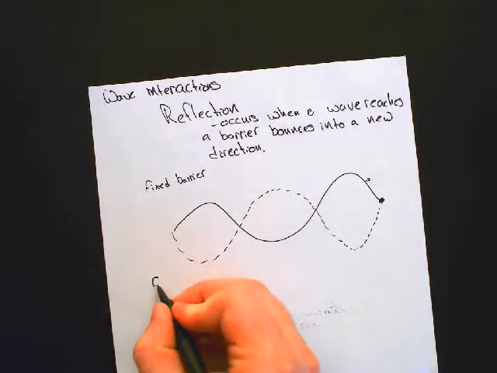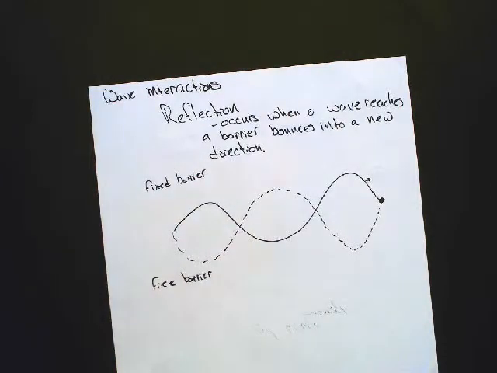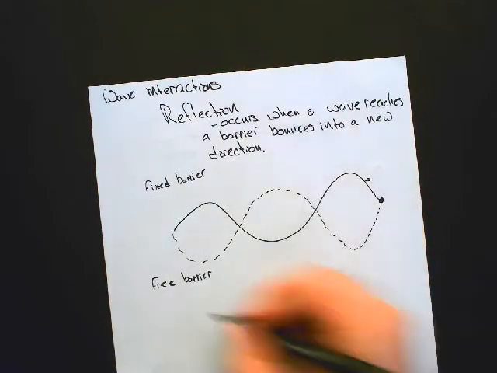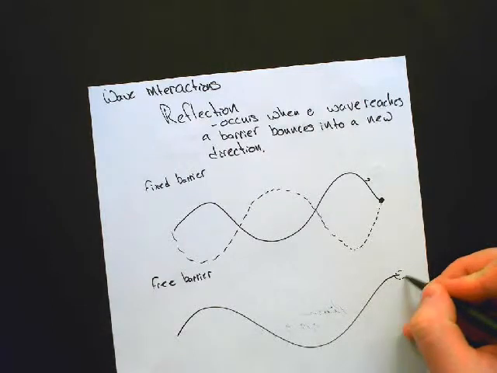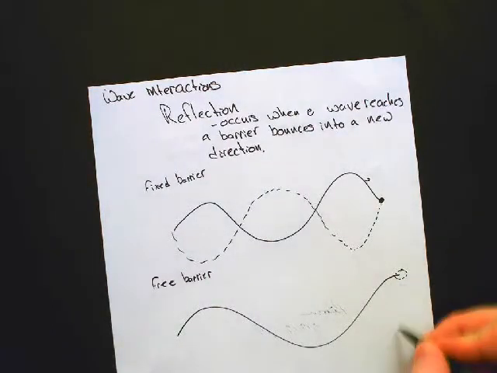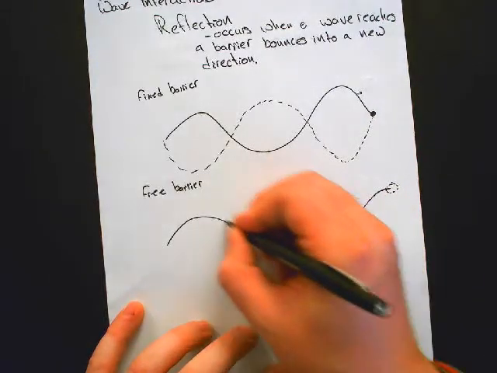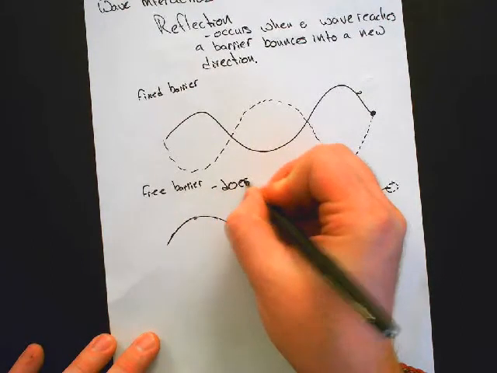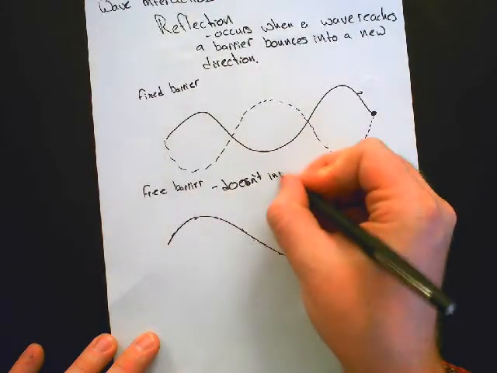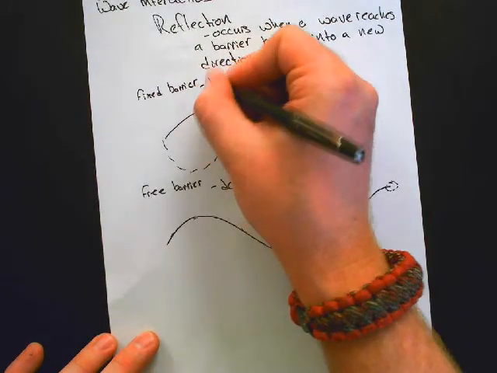Alternatively, if we had a free barrier, meaning one which is able to have the parts of the medium move throughout the entire medium, as we send a wave down to our free barrier, the particle at the end of the medium moves up and down still for our transverse wave and sends our wave back identically to the way it came down. So it doesn't invert it, it simply reflects it. It doesn't invert the wave or invert the amplitude. And a fixed barrier does invert amplitude.